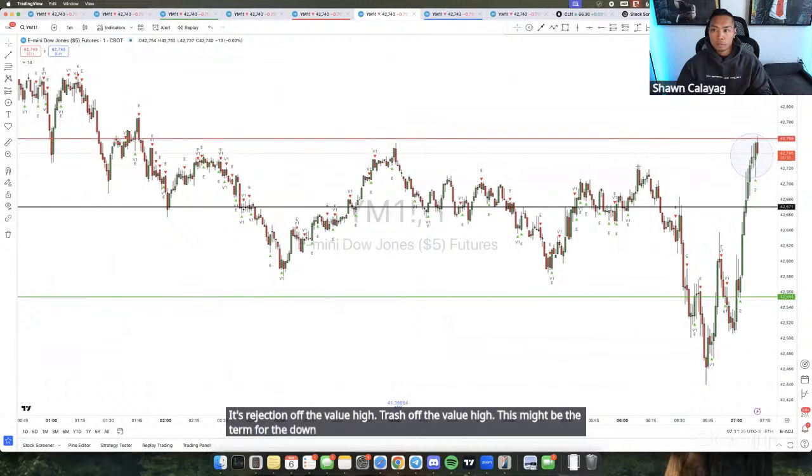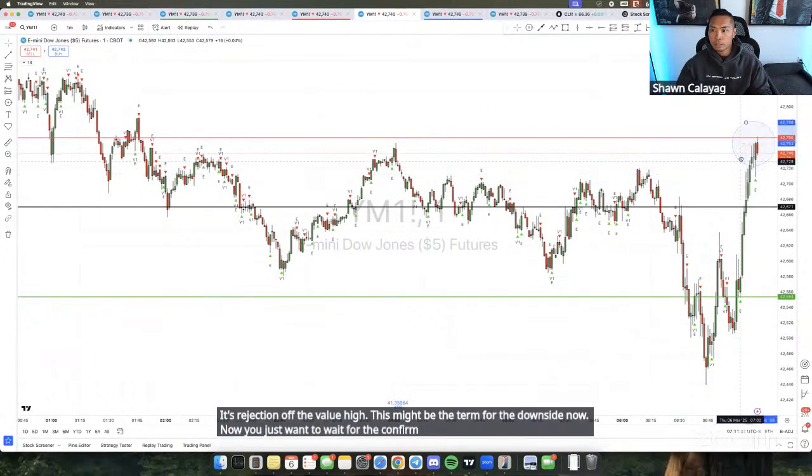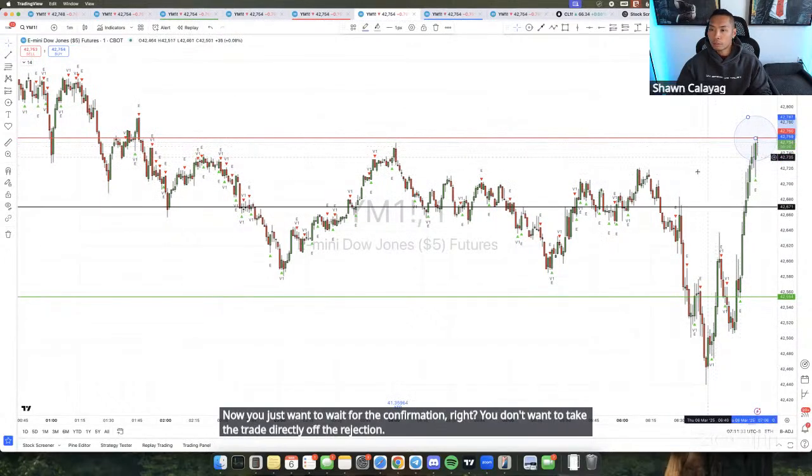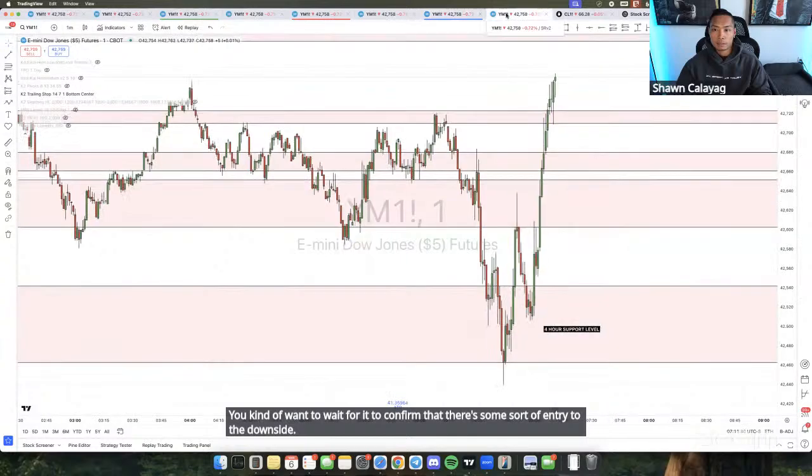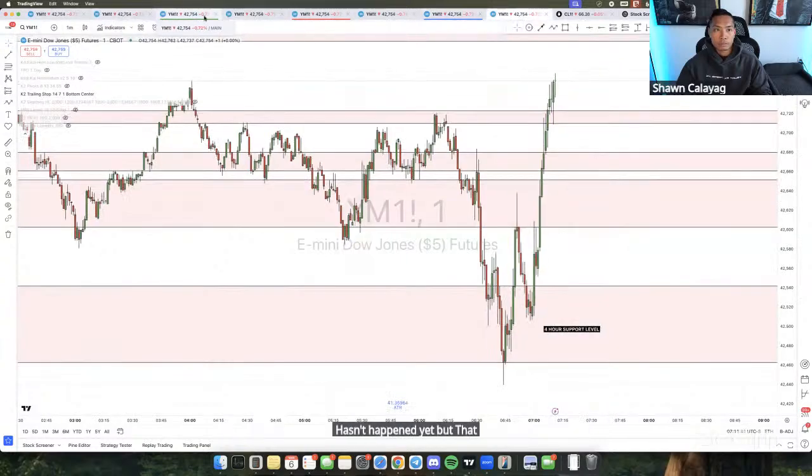Now you just want to wait for the confirmation, right? You don't want to take the trade directly off the rejection. You want to wait for it to confirm that there's some sort of entry to the downside. Hasn't happened yet, but that's for the most part what I'd be looking for.